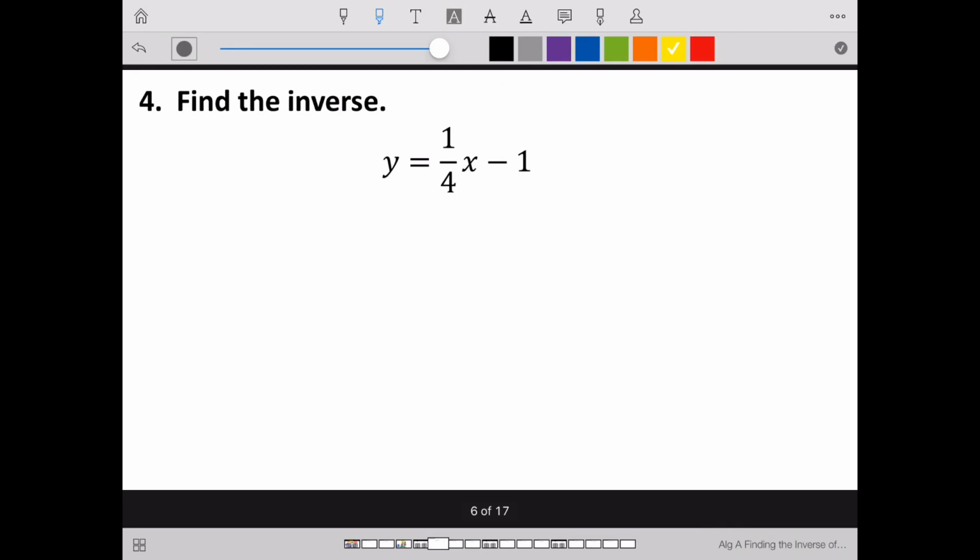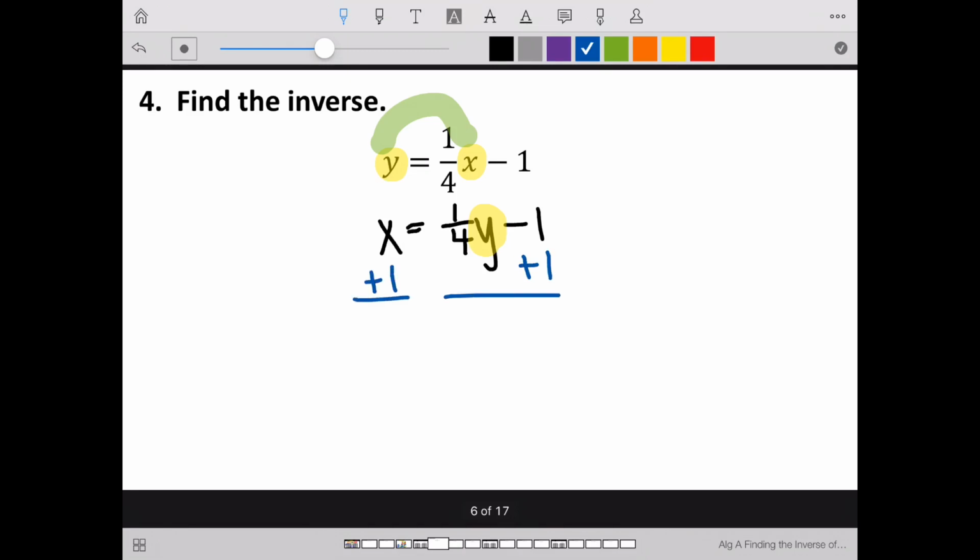First thing I need to do is take the x's and the y's and I need to switch them. So this would become x equals 1/4 y minus 1. And we need to get the y by itself. So to do that, I'm going to start by adding 1 to each side. So x plus 1 equals 1/4 y.